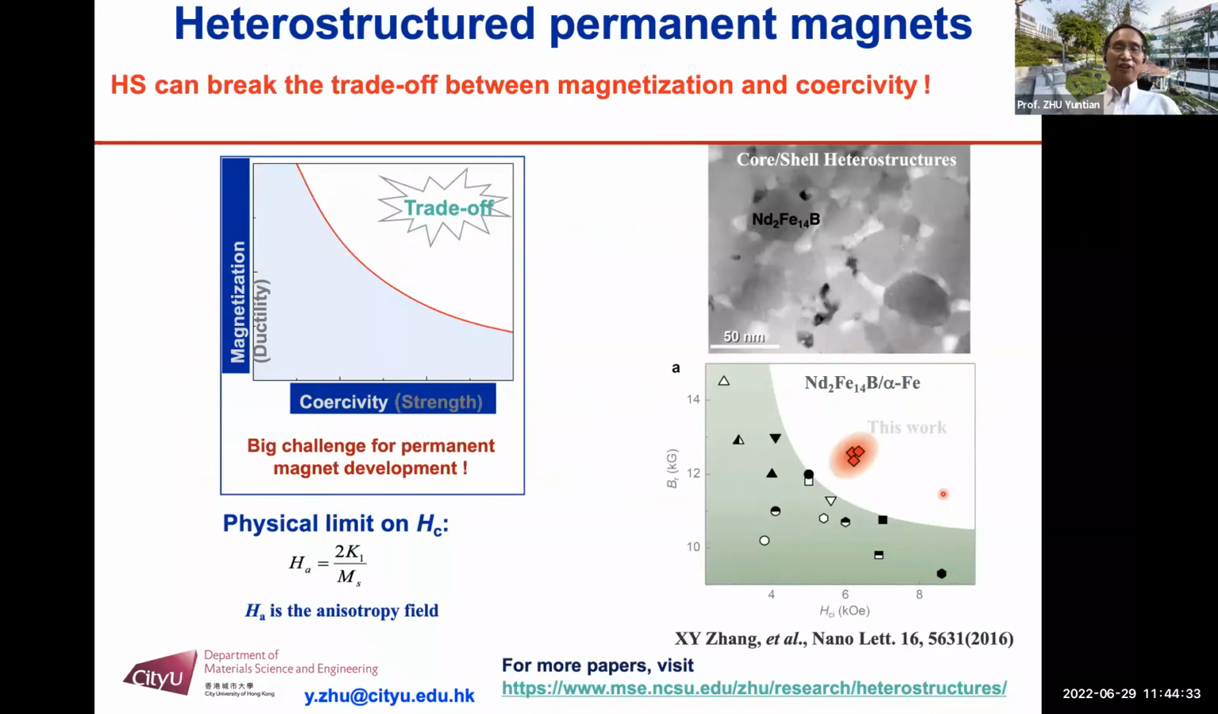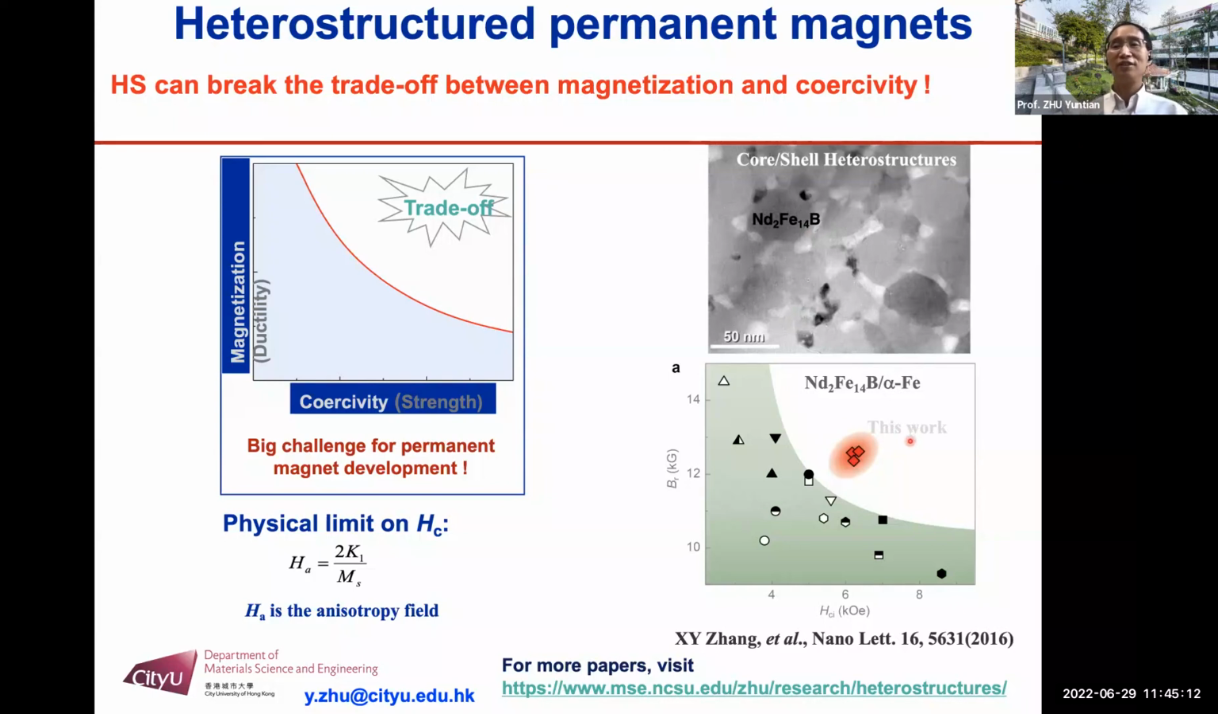Lastly, I'd like to say the heterostructured material concept also applies to functional materials, just like nanostructured metals and nanostructured functional materials. Here's one example: a heterostructured magnetic material that breaks the trade-off between magnetization and coercivity. This is by Professor Xiangyi Zhang at Yanshan University. So he has a mixture of hard magnet and soft magnet, and this is what we got outside of this trade-off.